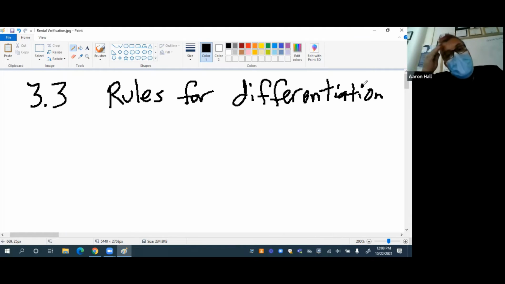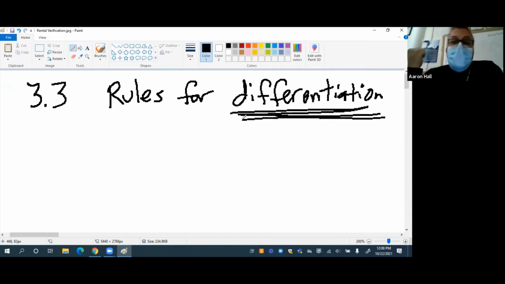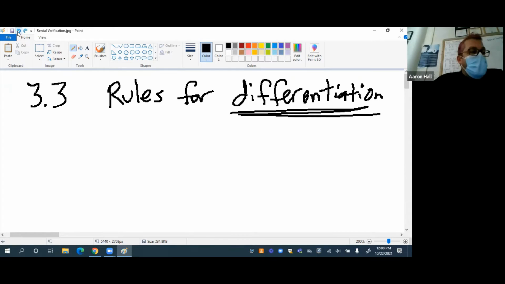So the rules for differentiation. Well, before we talk about the rules for differentiation, what the heck is this word differentiation? It means you can find the derivative. We're just finding the rules for finding the derivative. So here's rule number 1.